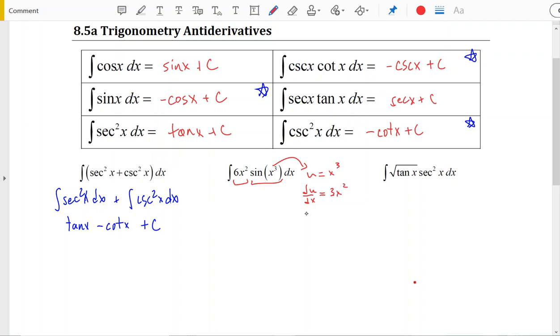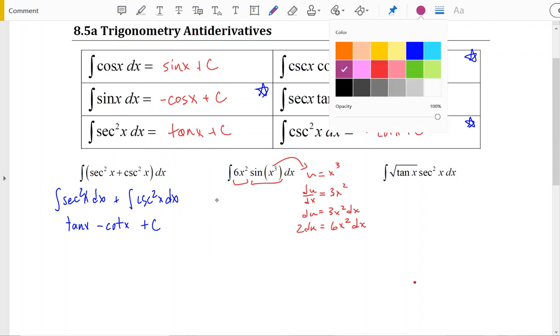I'm going to move the dx to the other side, just so it's in a form where it will be easier to recognize the substitution. And I've got 3x squared, but I want it to be 6x squared. So I'm just going to multiply both sides by 2. All right, now we're ready to rewrite our problem using substitution.